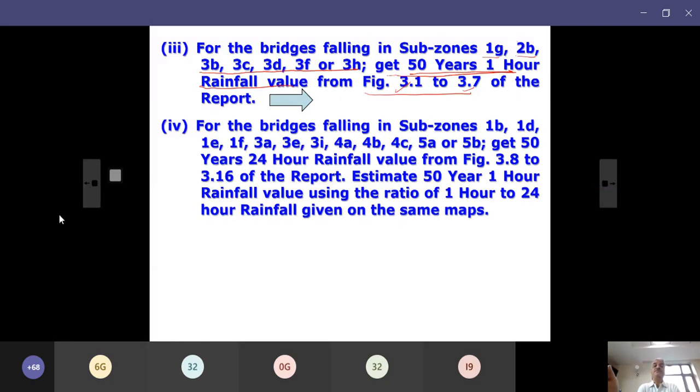So next, 9 zones, sub-zones rather, 1B, 1D, 1E, 1F, 3A, 3E, 3I, 4A, 4B, 4C, 5A, 5B. There, what is available is 50 years, 24 hours rainfall values. 1 hour data is not available. And these are available in these figures 3.8 to 3.16. So from this, you obtain 50 years, 24 hour value, and a ratio is given in the same maps to convert them into 50 years, 1 hour rainfall value also. We'll see. And then you convert to 1 hour.